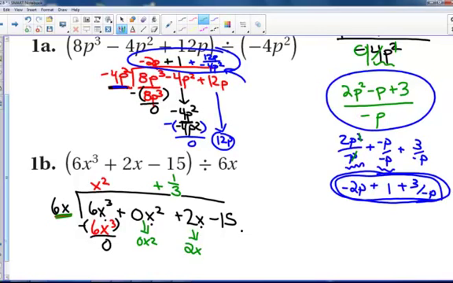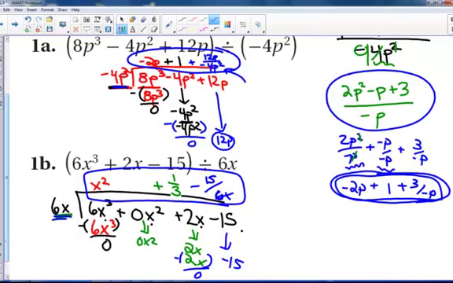So that would be 2x, and then when we subtract the whole thing, we get nothing. And then 6x times what is negative 15, and that is nothing. So our remainder is a negative 15, but then that's over this initial 6x. So that's what we get through long division.